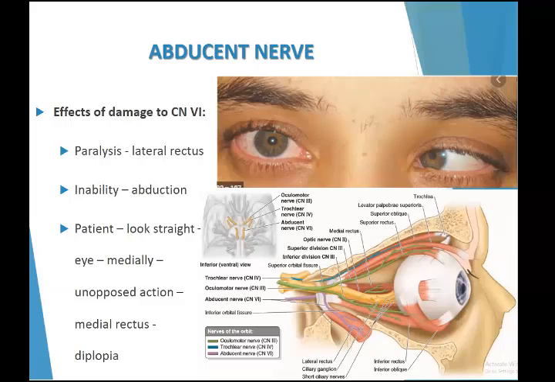अब ये हर वक्त तो नहीं होता ना. When the person is trying to look straight, looking straight means there has to be a balance between the lateral rectus and the medial rectus. इस केस में lateral rectus तो है ही नहीं, डैमेज हो गया है, so medial rectus active है. The medial rectus will pull the eye inwards. When the medial rectus pulls the eye inwards, now one eye is looking straight, the other eye is looking inwards.